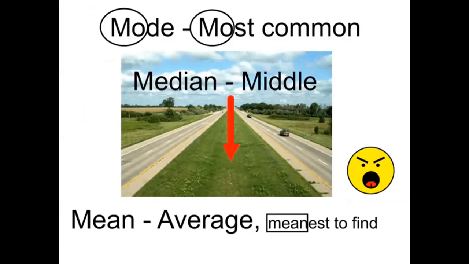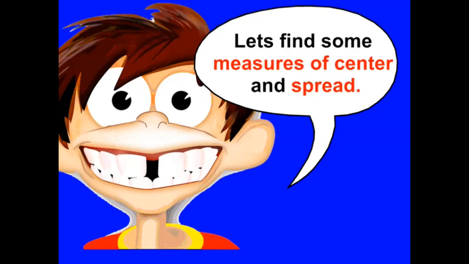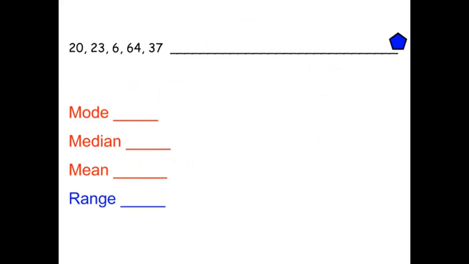Here's a couple of tricks to help you remember which one is which. The mode looks a lot like most, and they both start with MO. It's the most common appearing piece of data in a data set. The median is the middle piece of data, and just think of the median in a highway, the middle of a highway. The mean is the average of all the data, and it's the meanest, or the hardest, of the 3 to find. So let's dive right in and find some of these measures of center and spread.